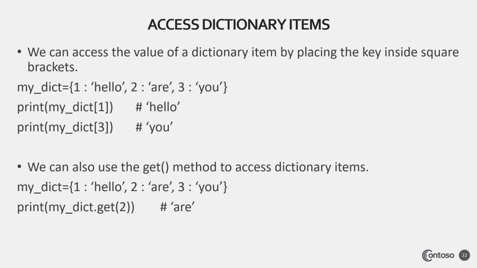We can also use the get method to access dictionary items. Similarly to using square brackets, we can use the get method. My dict dot get, and inside the brackets we give the key so that we can print out the value of the key.